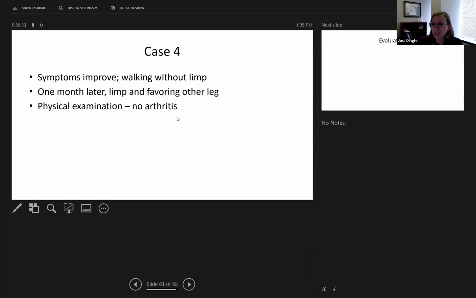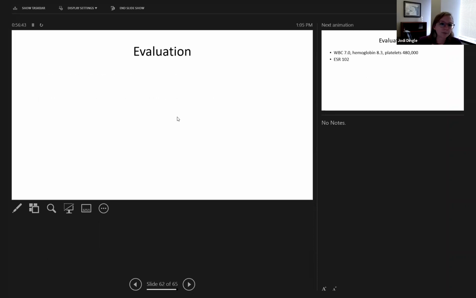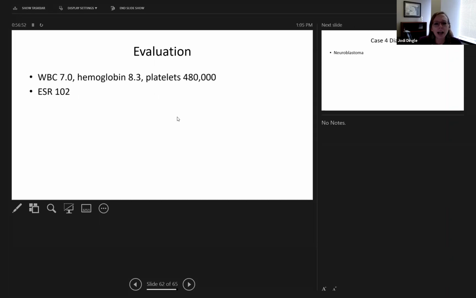And she just kind of gets better. So she was walking without a limp. And a month later, she starts limping though and favoring the other leg. On physical exam, she still doesn't have any arthritis. So you decide, okay, this is weird that you still have stuff going on. Let's get some more labs. So her labs are significant for, she's pretty anemic. She has a high sed rate.